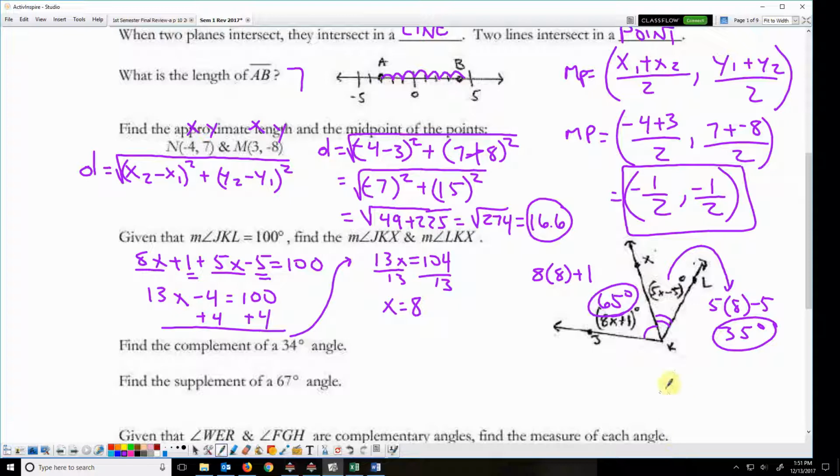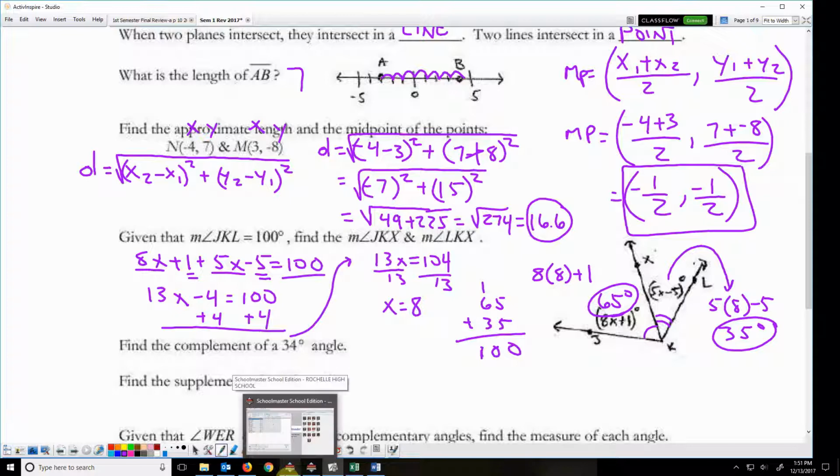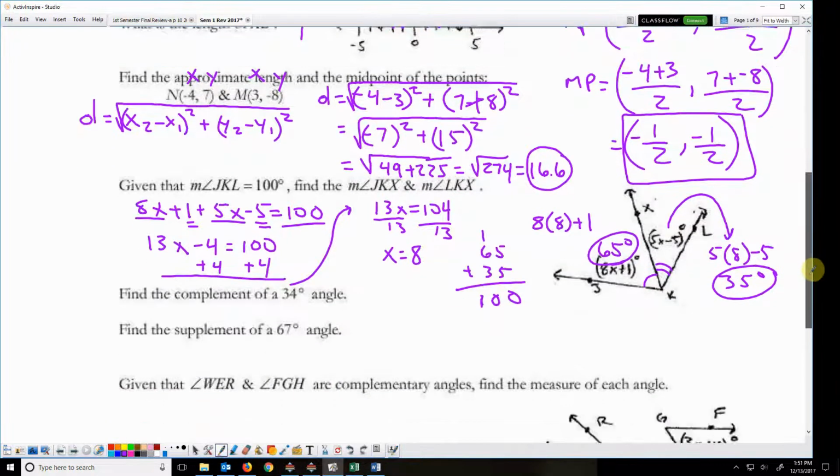Now to double check and make sure they're right, I can do 65 plus 35. 5 and 5 is 10. 1 plus 6 is 7. Plus 3 is 10. So that gives me 100 degrees like I started with. So I know that my two answers of 65 and 35 degrees are correct.